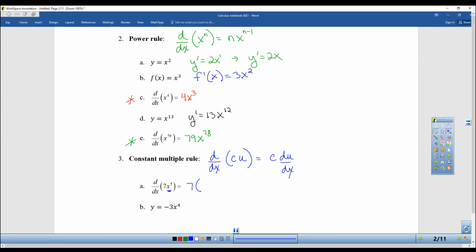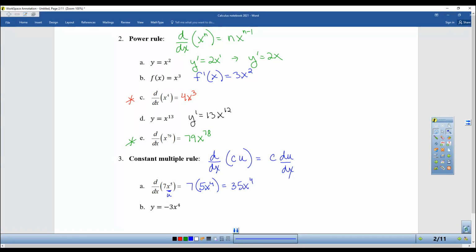So they want you to think of this as the constant just stays there, and then you do the derivative of this thing. So u is used a lot in calculus. So this would be your u. And the derivative of that piece with respect to x is 5x to the fourth. But nobody does this step. Everybody just does 5 times 7 is 35x to the fourth.